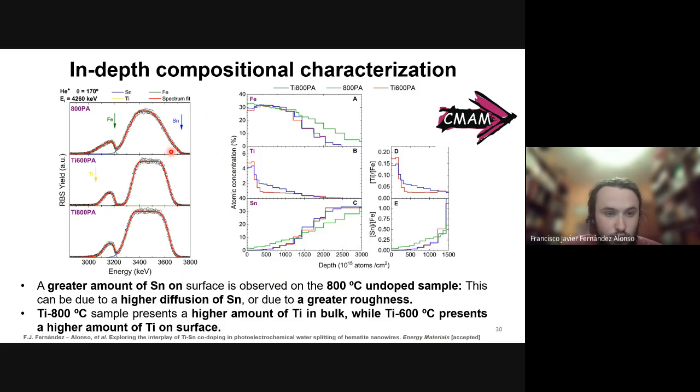In the case of the titanium doped samples, we see a similar distribution of iron and tin. However, we see that the sample that is annealed at 800 degrees presents a slightly lower amount of titanium on the surface, but more titanium in the bulk. And this may be consistent with what I said before, that maybe the titanium is being incorporated on the surface during the hydrothermal synthesis, but it needs the high temperature annealing to be diffused towards the bulk.